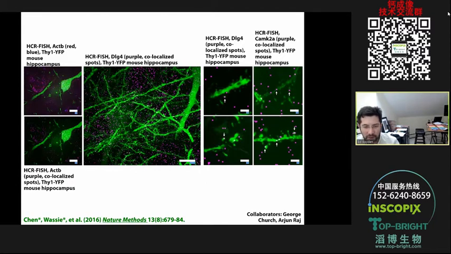And this is very important, right? Neurons have one nucleus, but thousands of synapses. It's important to be able to visualize the location of individual RNAs to understand gene regulation.